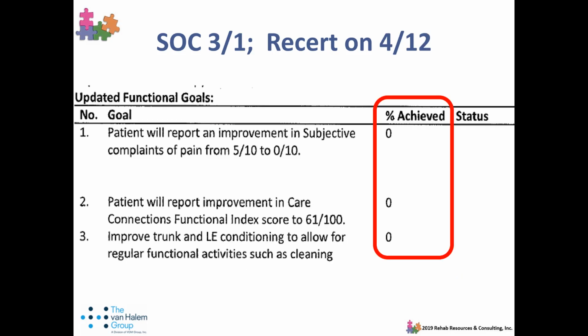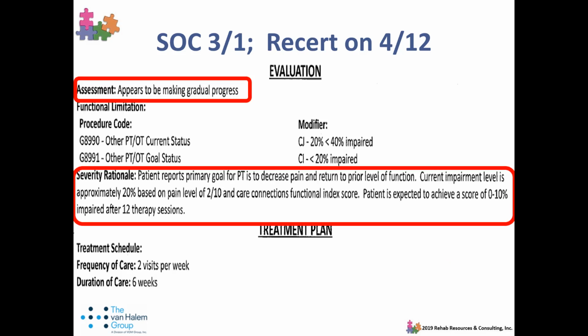This is another patient that was evaluated on March 1 and recertified on 4/12. After 6 weeks, 0% of the goals were achieved. Now, on the next page, there is more documentation here, but the therapist arrived at the assessment that the patient was making gradual progress. It's hard to find that if 0% of the goals were met.